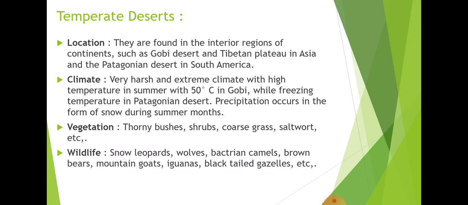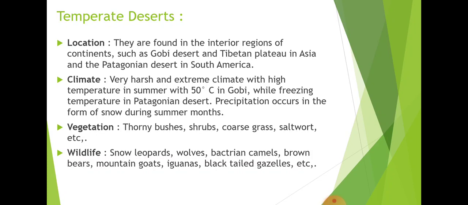The climate condition there is very harsh and extreme, with high temperatures in summer, up to 50 degrees Celsius in Gobi, while freezing temperatures in the Patagonian desert. So they have a cold season as well as a hot season. The precipitation occurs in the form of snow during the summer months. So in the Patagonian desert, they receive precipitation in the form of snow, and only in the summer season.